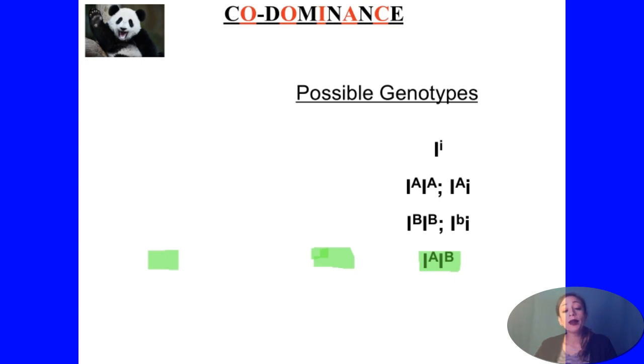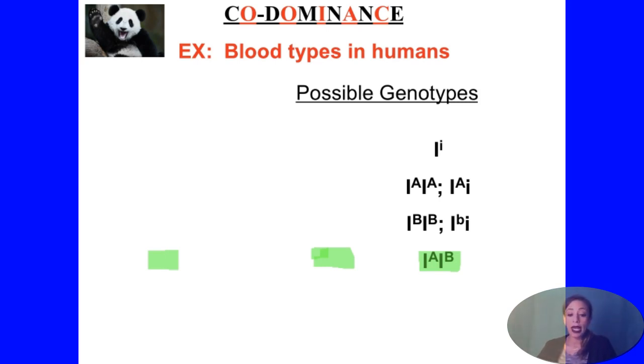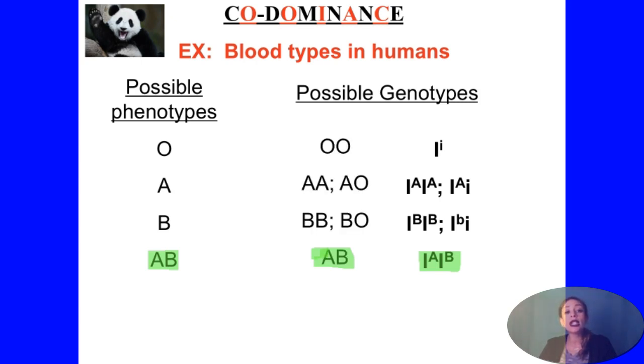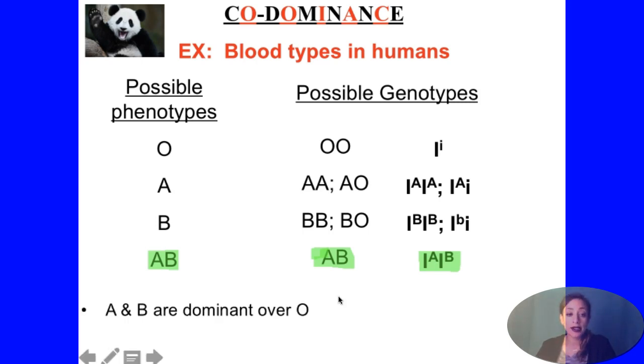Another good example to know for codominance would be human blood types. Because you have the A blood type, you have the O blood type, you have the B blood type, and you have AB blood type individuals. So these are the different ways you would write out the genotypes of each of these. And these mean the exact same thing, so you can write them out either way. You'll come out with the same exact answer.